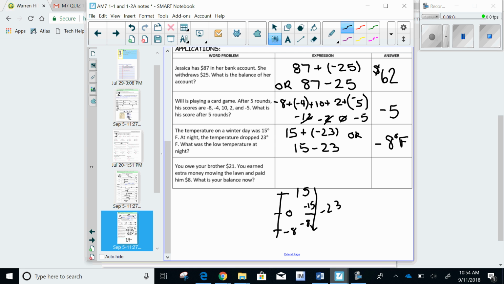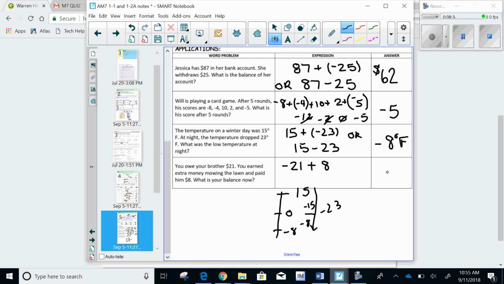And this last one, you owe your brother $21, so that's like -21. You earned extra money mowing the lawn and paid him $8. What is your balance now? So you're adding $8 into that debt. So it's not another debt of $8, but it's $8 positive dollars put into that debt. So you're adding things with different signs here. It's going to make your debt less. You have different signs, so you're going to subtract. So that would make sense that it's going to be a less of a debt.